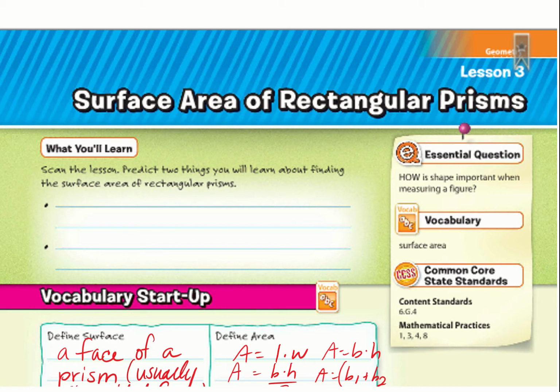Hello, welcome to Chapter 10, Lesson 3. Let's scan the lesson and predict two things you'll learn about finding surface area of rectangular prisms.